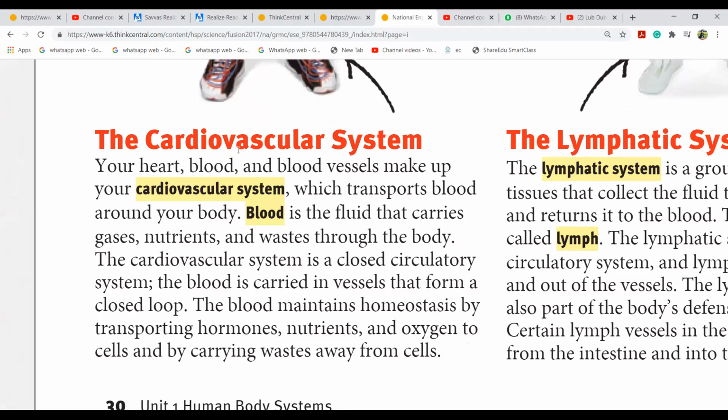Now, please read this out, Watin, the first part. Your heart. The cardiovascular system. Your heart, blood, and blood vessels make up your cardiovascular system, which transports blood around your body. Blood is the fluid that carries gases, nutrients, and waste through the body. What is the cardiovascular system?